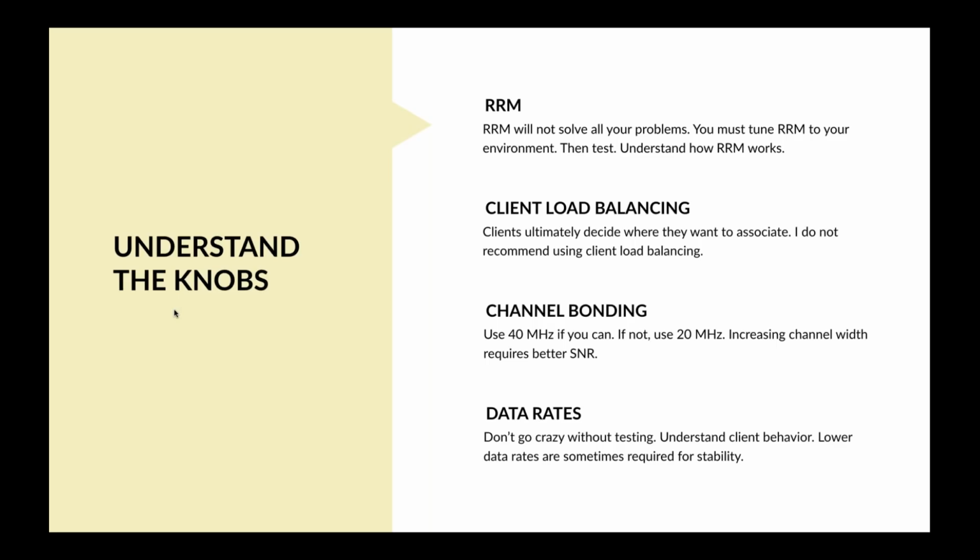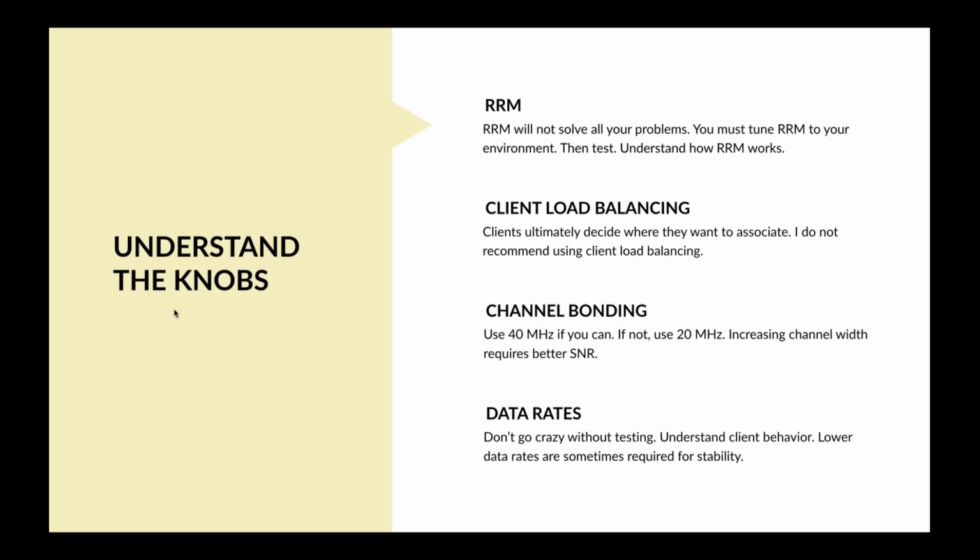I mentioned this before, channel bonding: use 40 megahertz if you can. If not, because maybe you don't have enough channel reuse, then drop down to 20 megahertz. Because as you increase the channel width, you need better SNR, or signal to noise ratio. And the signal to noise ratio is a good metric because that's the quality indicator of that signal.